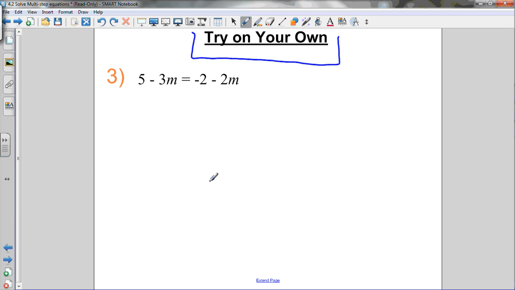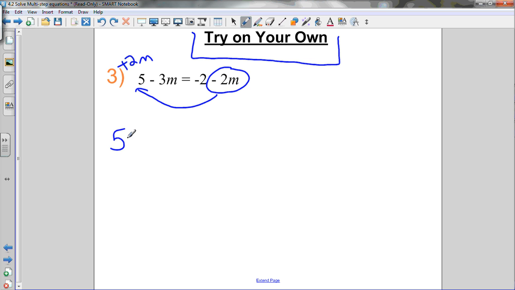So, step number 1, bring all the terms that have the variable to one side of the equation. To keep it consistent, I'll just keep bringing them to the left side. So I have 5 minus 3m equals negative 2 minus 2m. I want to bring this minus 2m to the other side of the equation. On the right side, I'm subtracting 2m, so that means on the left side, I must add 2m.